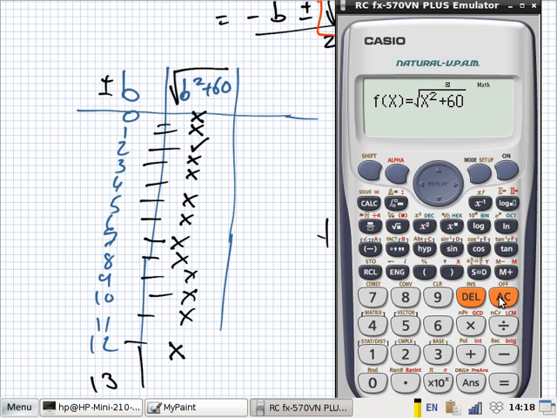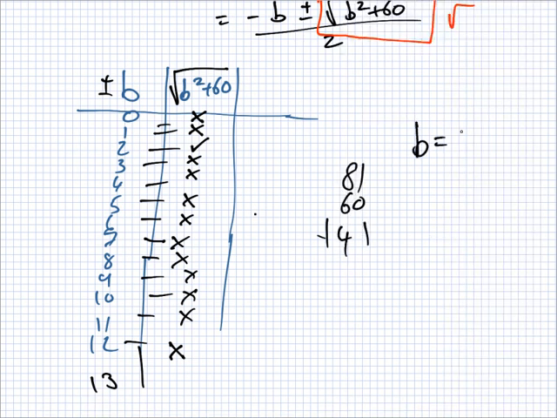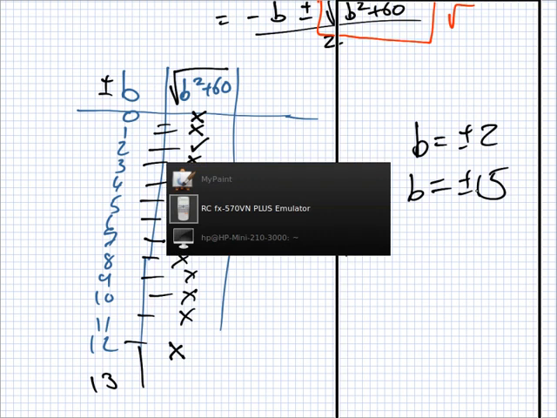Let's try again. Start at 0, go to 15. Okay. No, no, yes. No, no, no, no, no, no, no, no, no, no, no, yes, at 15. b could equal plus or minus 2. b could equal plus or minus 15. Okay, let's see if we can do any more.